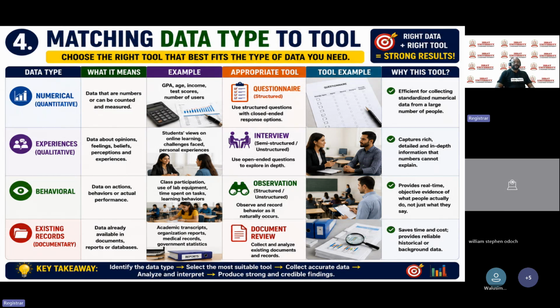Now, there is another thing, secondary data, or existing records. That is already available in documents, in the database, or in records. Like previous academic transcripts, organization reports, medical reports, depending upon the kind of research you do, government statistics, or anything such.